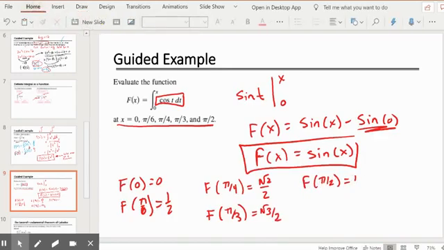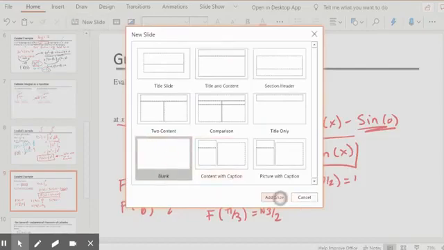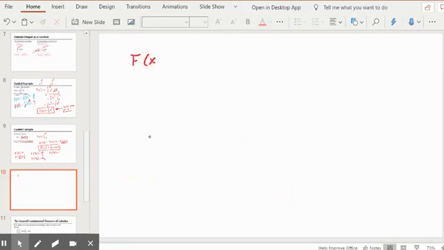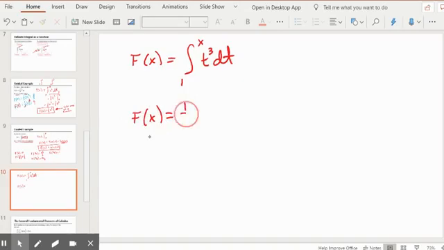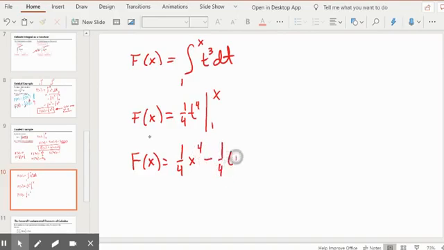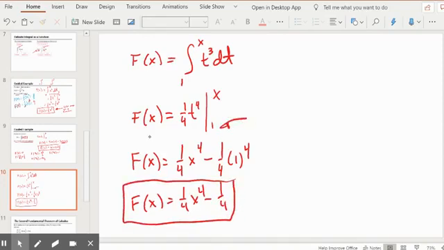I'm just going to insert a new slide and say, what if we evaluate a function that is a definite integral that doesn't have 0 as the bottom bound? The variables have to be different. So now, if we were to find the function F of x, it's going to be the antiderivative, which is 1/4 t to the 4th from 1 to x. F of x is 1/4 x to the 4th minus 1/4 times 1 to the 4th. F of x is 1/4 x to the 4th minus 1/4. So you see that we could have a different lower bound than 0. It just adds a constant component to our function F of x.